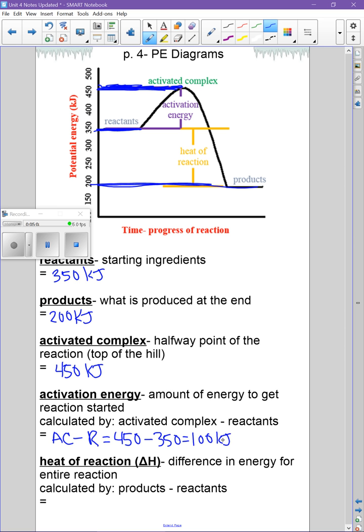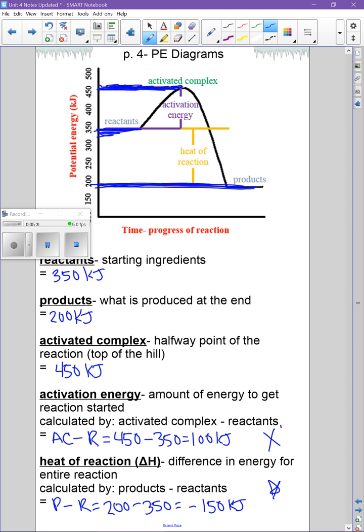That's how much energy you have to put in to make this reaction go anywhere. And lastly, for the heat of reaction, this is products minus reactants. Okay, so products here, if I read over, they're at about 200 kilojoules. Reactants are at 350. 200 minus 350 is negative 150 kilojoules. It is okay to get a negative number for heat of reaction. You should not get a negative number for activation energy.